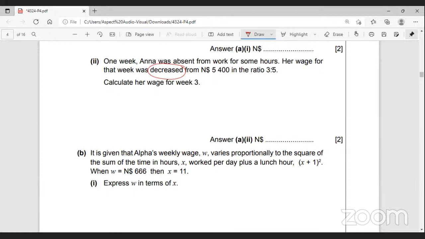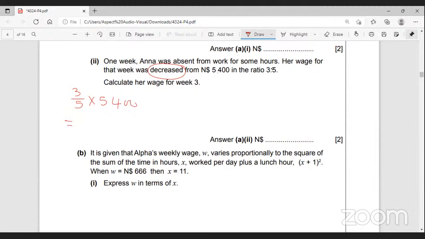Therefore, here we are decreasing. So this one is going to be decreased in the ratio of that. If you are decreasing, it means the smaller one is 3 over 5. Then you multiply. Definitely it will be reduced. But if you make it 5 over 3, it will increase. Are we together? So that one will be multiplying that.